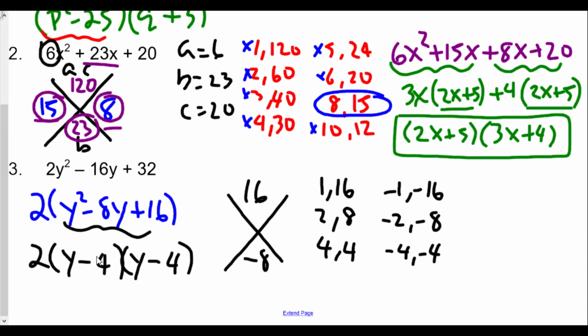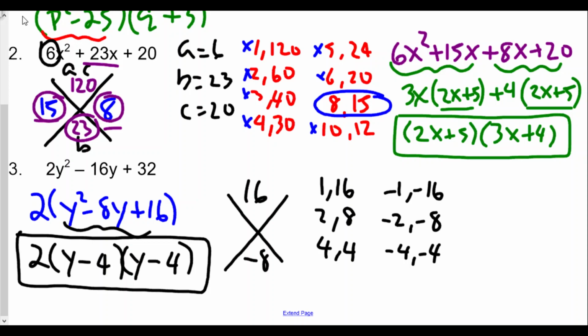And you can double check here by doing negative 4 plus negative 4 is negative 8, the middle term, and negative 4 times negative 4 is positive 16. And then the whole thing multiplies to y squared minus 8y plus 16 times 2. Distributing this, we get 2y squared minus 16y plus 32, which is what we want. So our final answer is going to be 2 parentheses y minus 4 times y minus 4. Okay, ladies and gentlemen? All right.